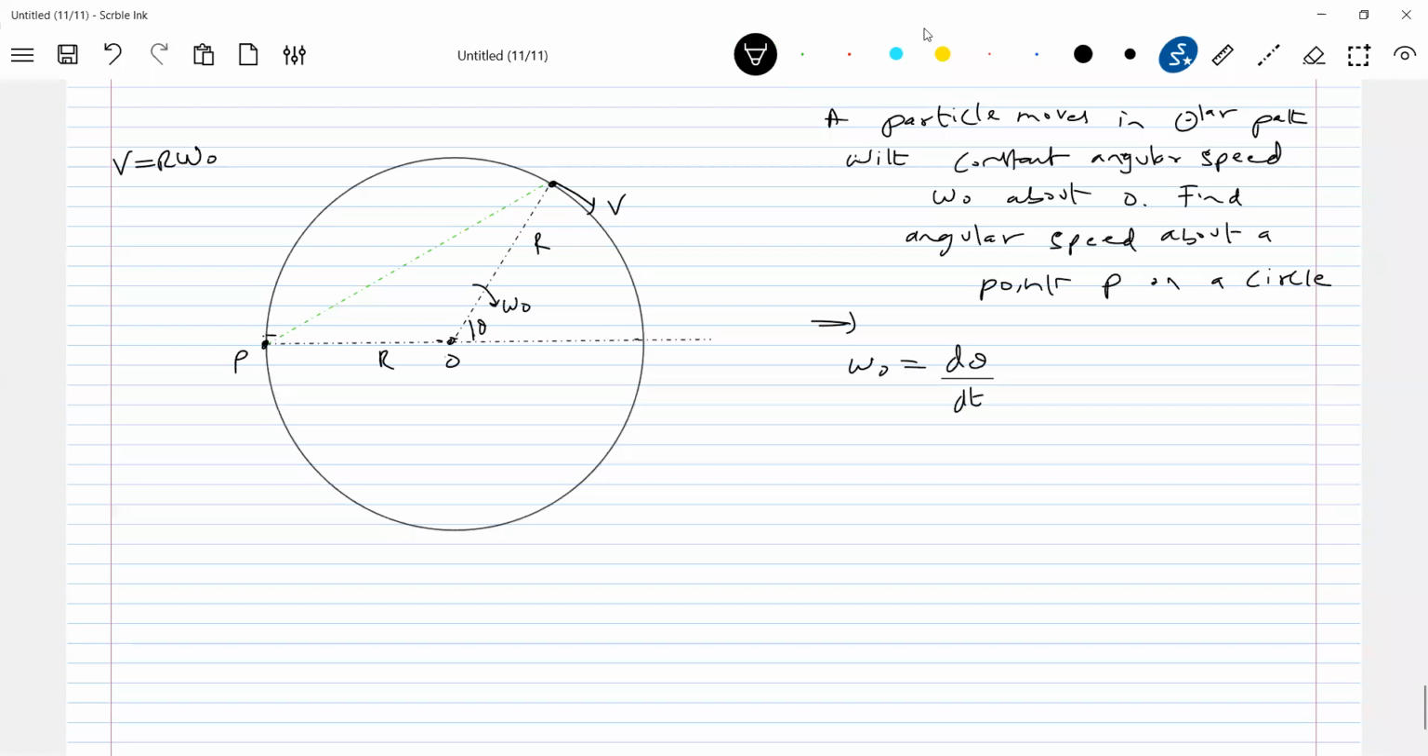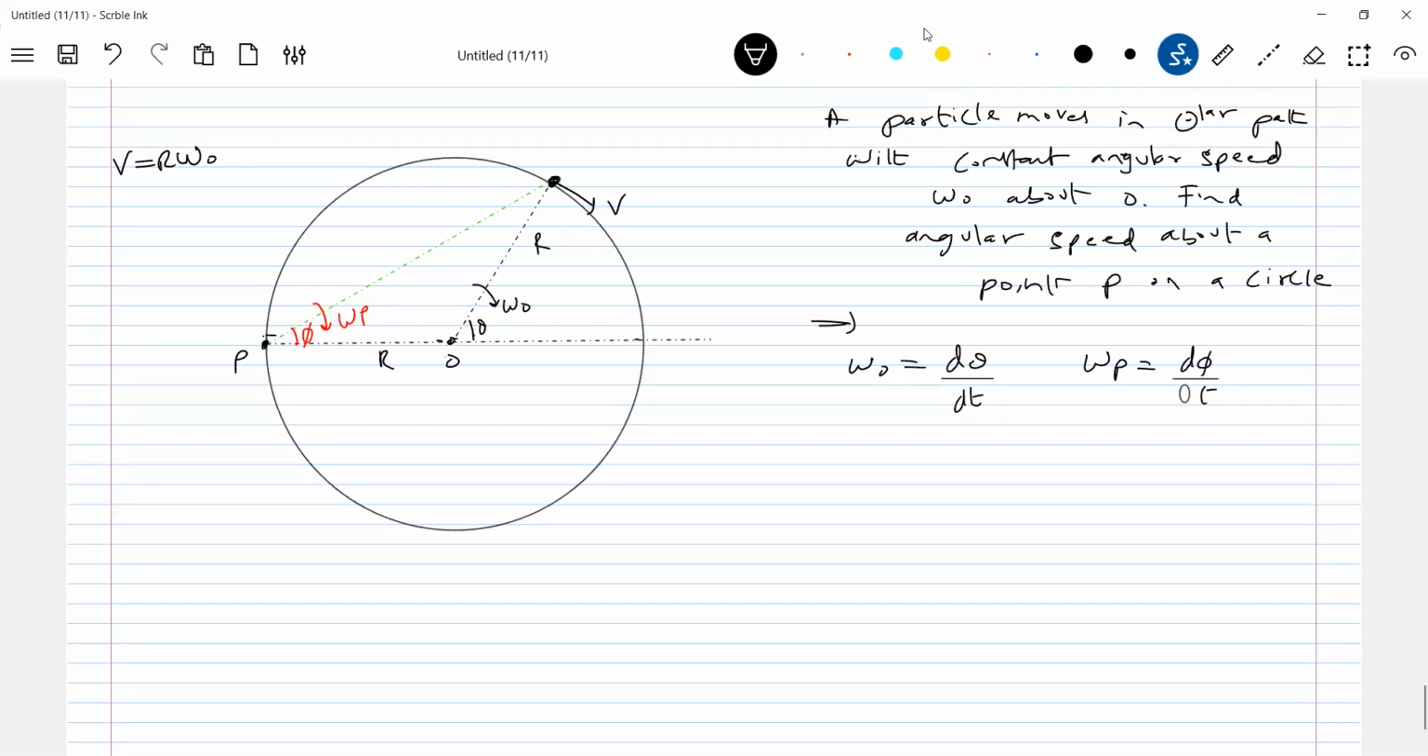And the particle starts moving in a circular path. So what will happen to its theta? Theta is going to vary. So the rate of change of angular displacement is what? Angular speed omega naught. Similarly, I'm asking the angular velocity about P. So the omega P, I'll show it here. Let this angle be phi. We don't know that. So what is omega P? According to the definition, omega P should be d phi by dt, no? So to get the angular velocity of the particle about P, we should calculate this.